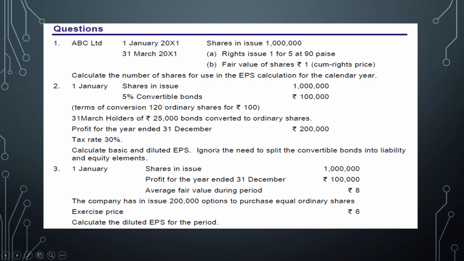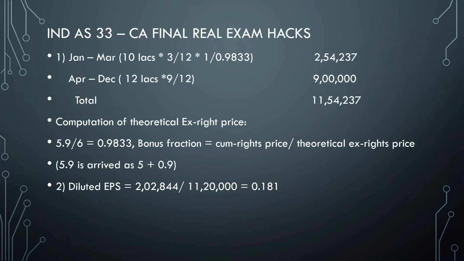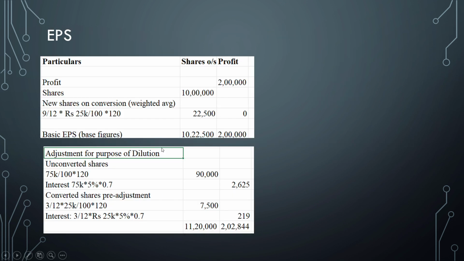The splitting and all those things is very important in IND AS 109, which we'll be seeing later. So let's quickly check what is expected from you in this. The answer is diluted EPS is 2,02,844 by 11,20,000, which will give you 0.181. How did we arrive at this? It is fairly simple. These two boxes, the workings, are also very important. So put 3 columns: particulars, shares outstanding and the profit. Profit is 2 lakhs and shares are 10 lakhs.